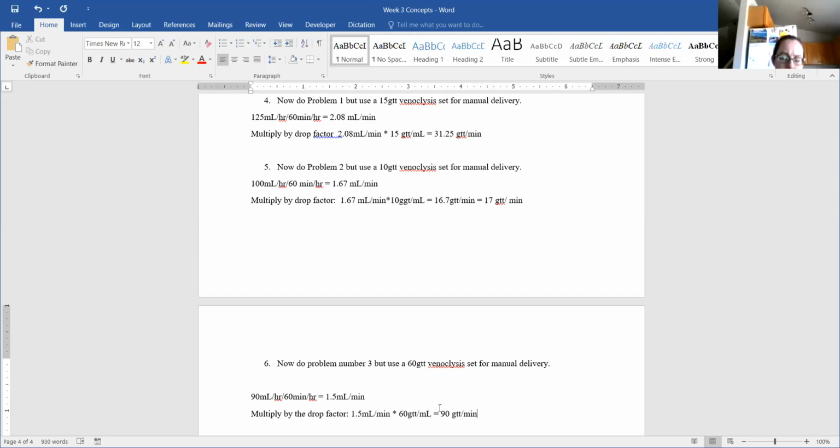Anything above about 90 drops per minute is going to be very close to a continuous stream and very difficult to control. So this was an example of what these numbers do. This is very high.